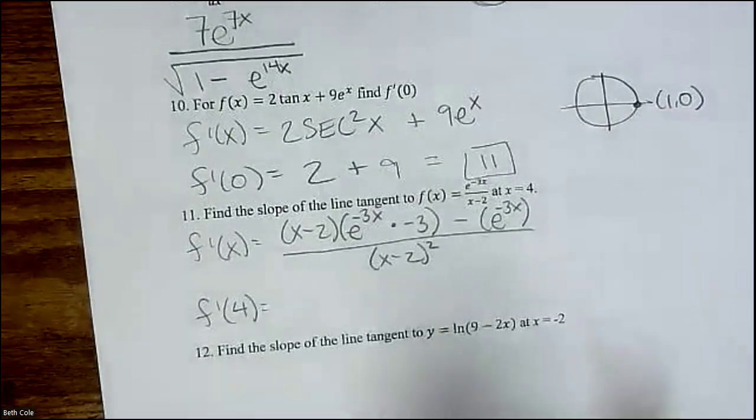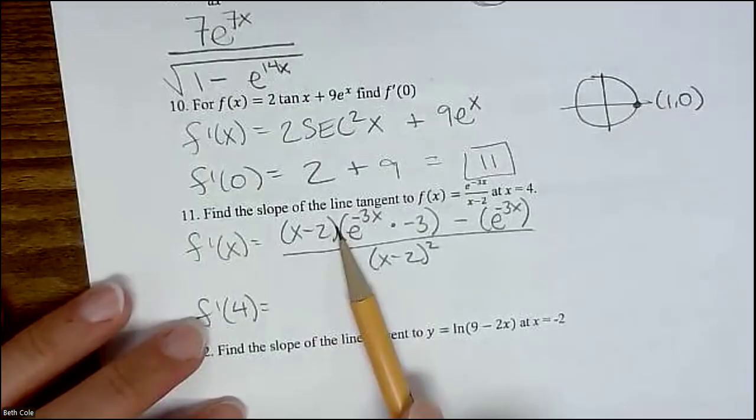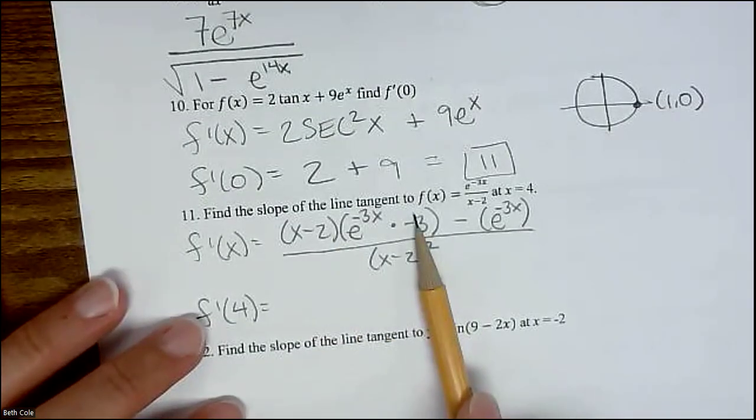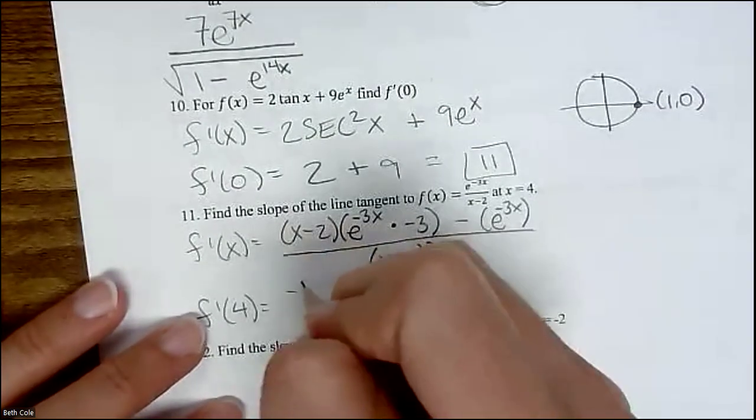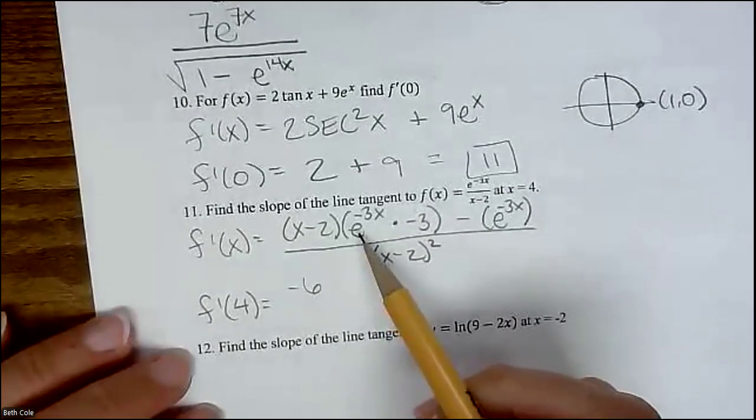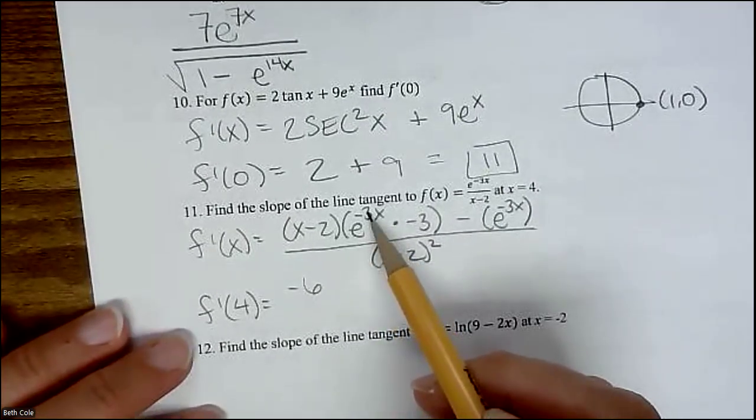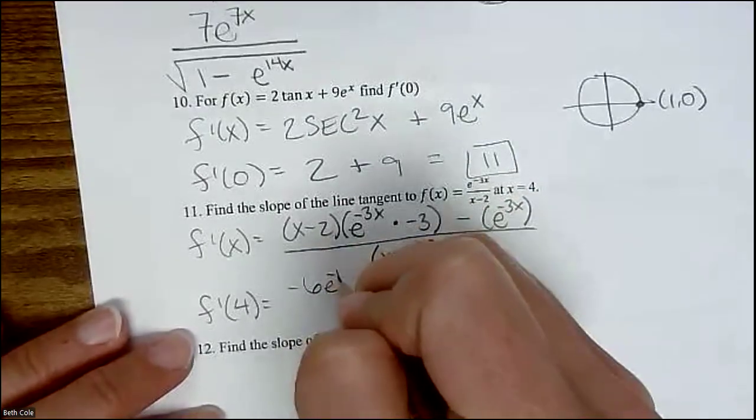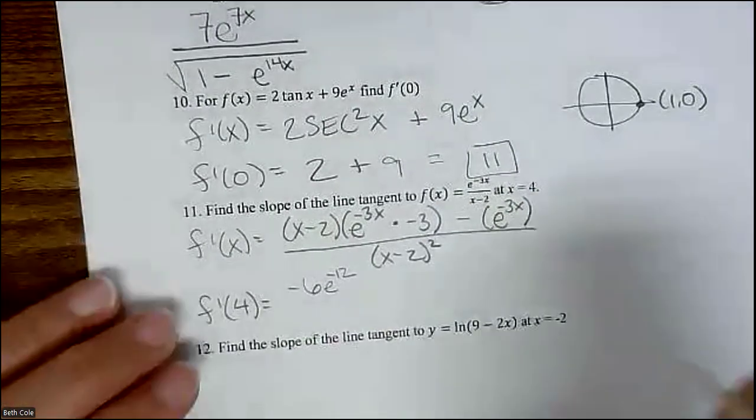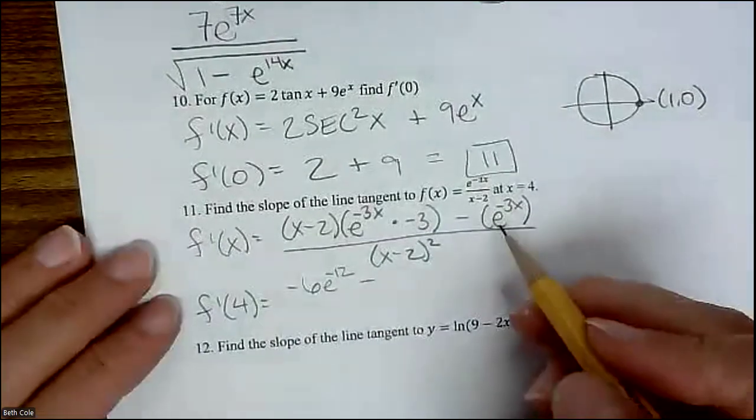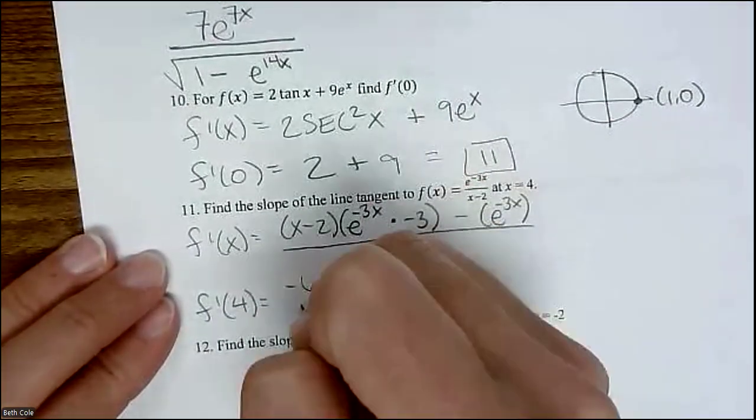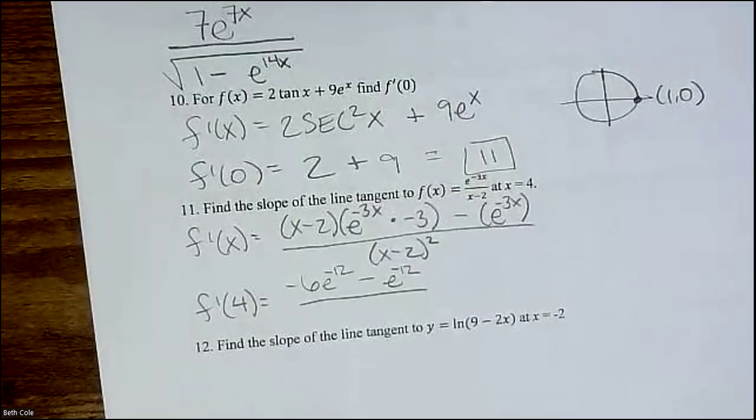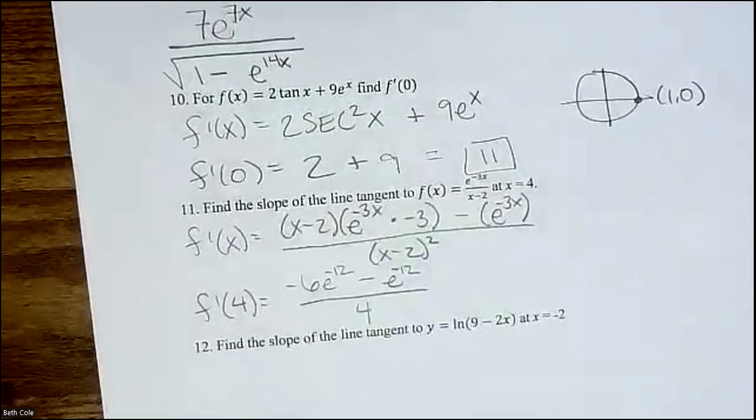So let's see. 4 minus 2 is 2. Times negative 3 will be negative 6. E to the what? Negative 12. Good. Minus e to the negative 12. We're going to deal with that in a second. Over, what do we have in the denominator? 4. Good. Now we're going to put that together.